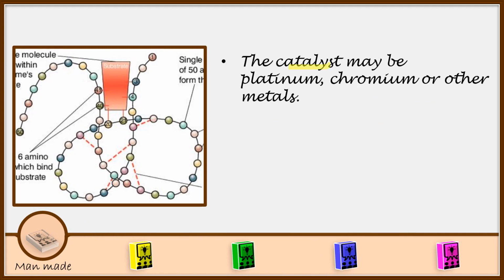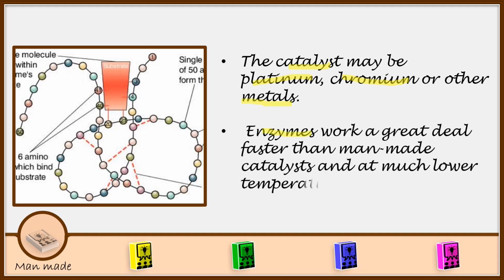The catalysts may be platinum, chromium, or any other metal. But enzymes work a great deal faster than the man-made catalysts and at much lower temperatures. So enzymes work faster than these inorganic catalysts, which are man-made, and they work at lower temperatures compared to the man-made catalysts.